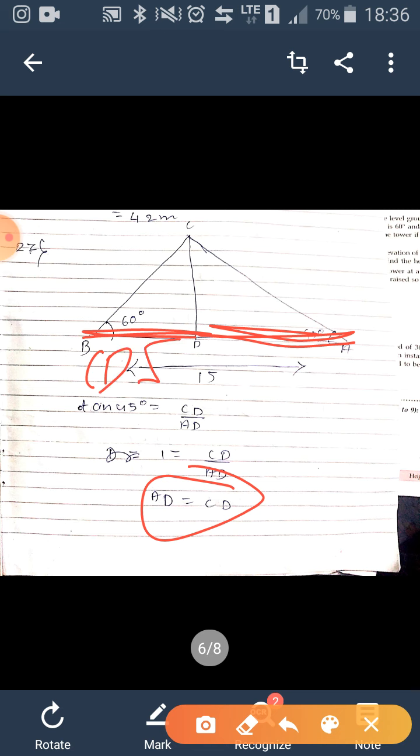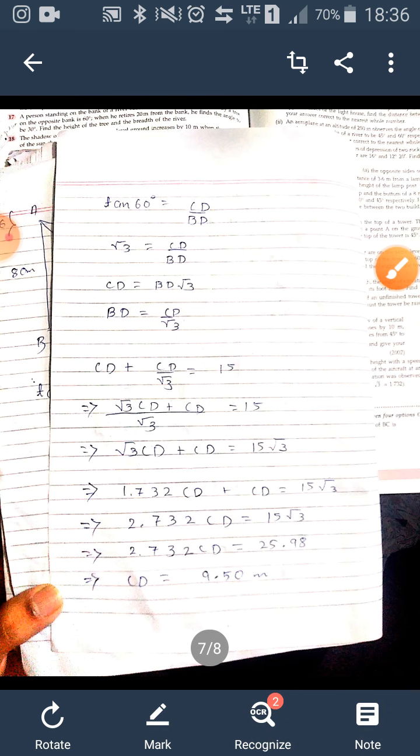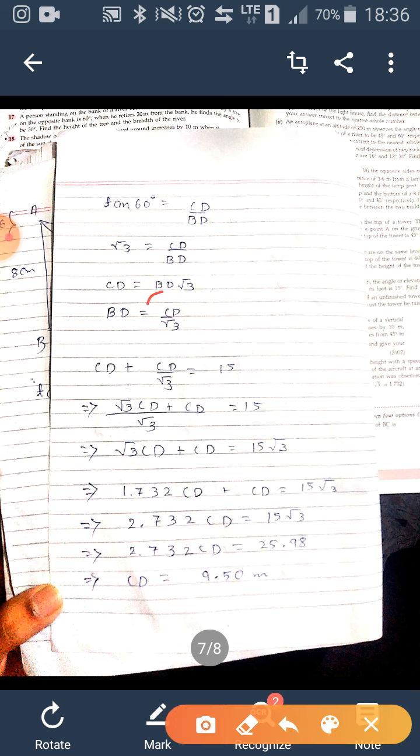Now let's look at this. AD, I know it is equal to CD. BD, I know it is equal to CD by root 3. See, this is CD by root 3 and this is CD, and this whole thing is 15. So can't I write that CD plus CD by root 3 is equal to 15? That's what I have done.